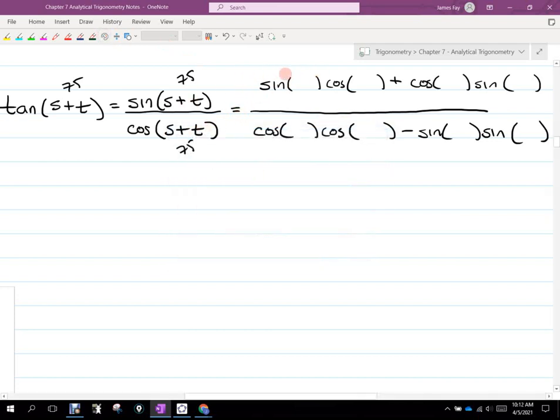Now I need to put these arguments in. The arguments always go in order. S, T, S, T, then down here, S, T, S, T.